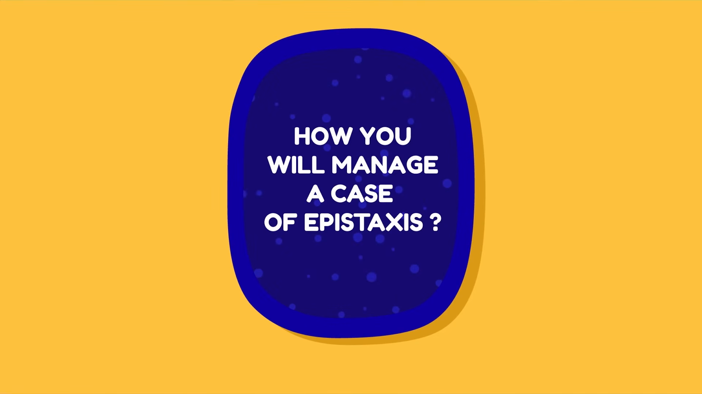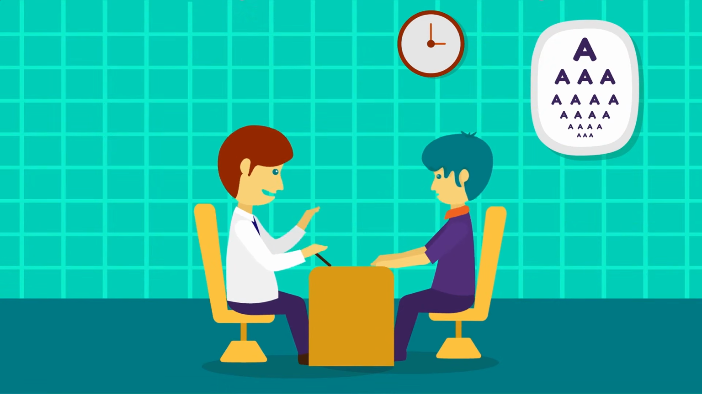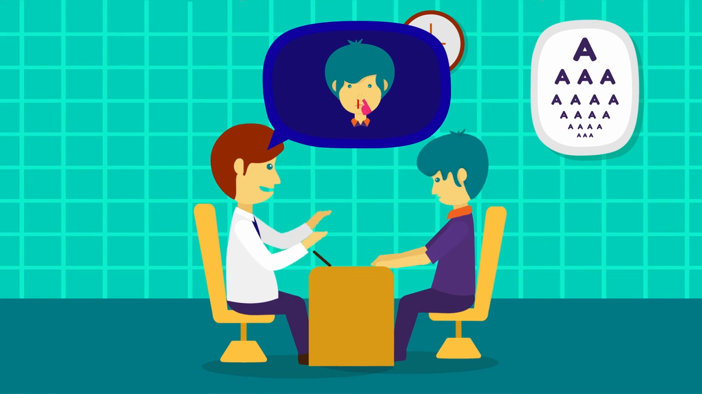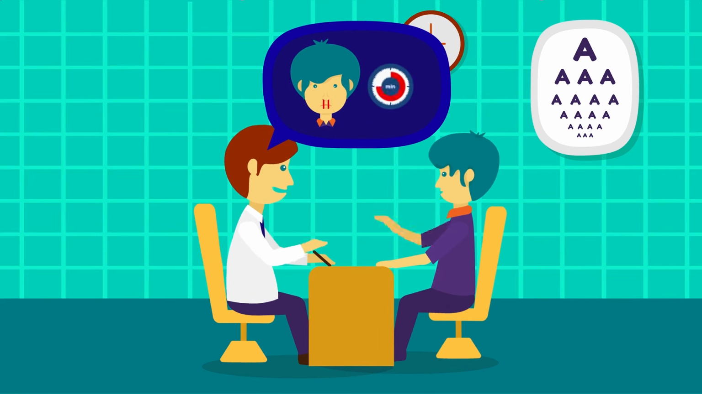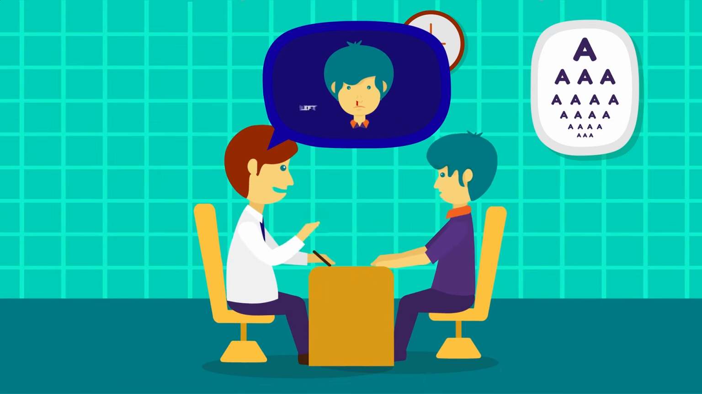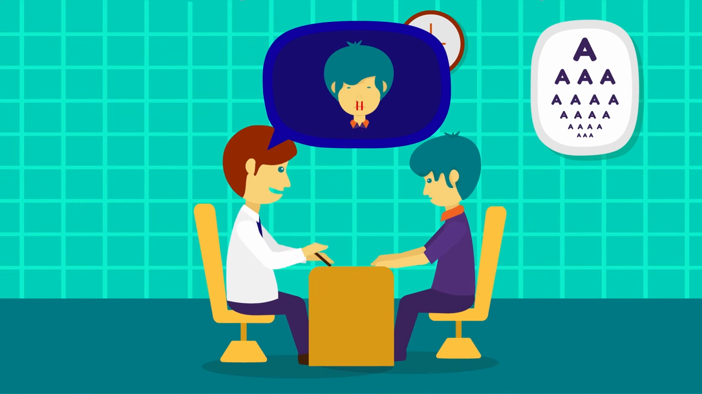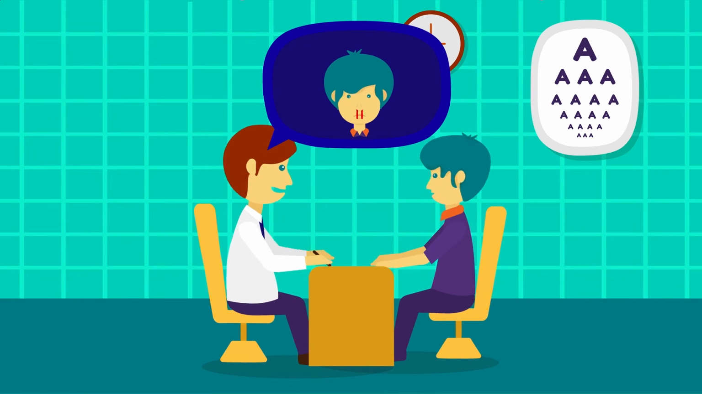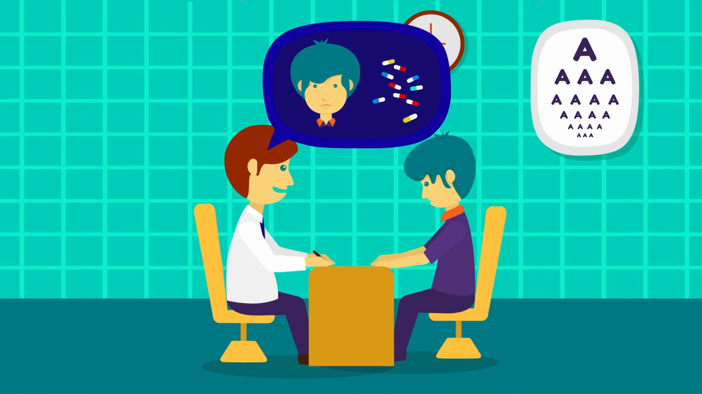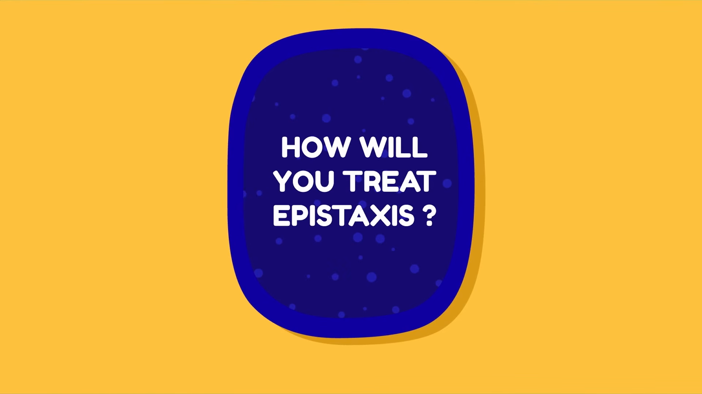How will you manage a case of epistaxis? In any case of epistaxis, it is important to ask the patients: 1. Mode of onset. Was it spontaneous or was there fingernail trauma? 2. Duration and frequency of bleeding. 3. Amount of blood loss. 4. Side of nose from where bleeding is occurring, or is it occurring from both sides of nose? 5. Any known bleeding tendency in patient or family. 6. Any history of drug intake? Analgesics, anticoagulants, etc.